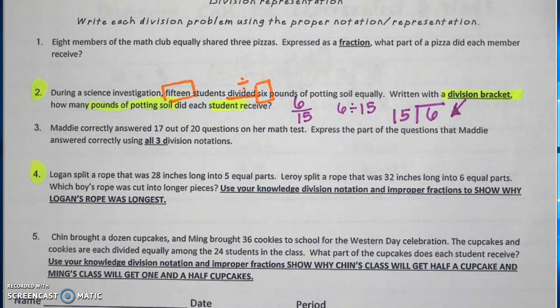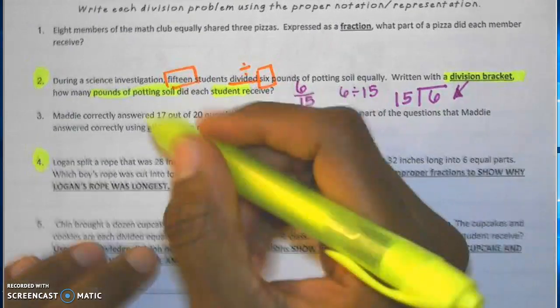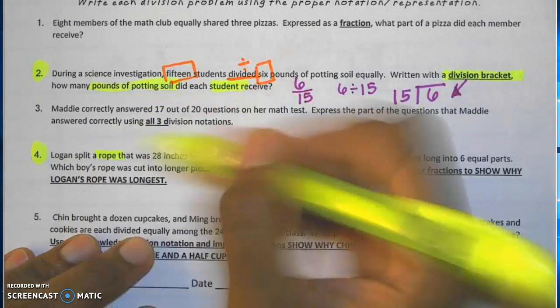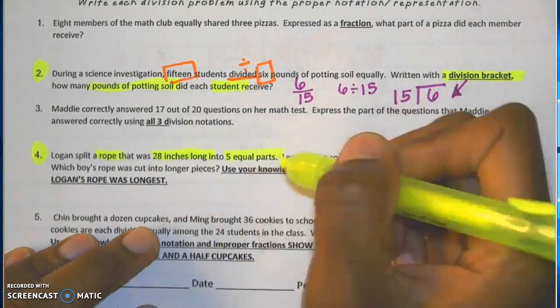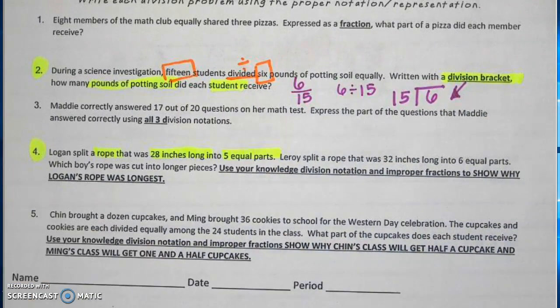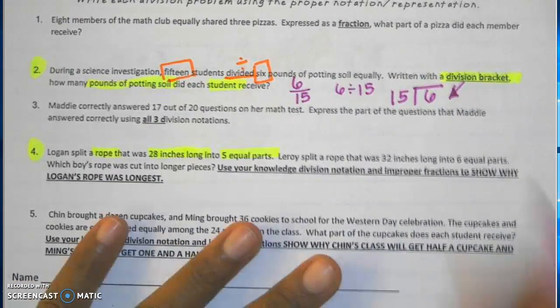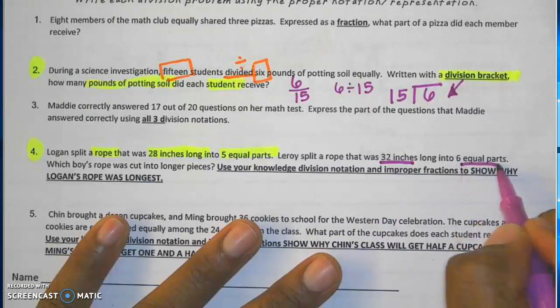On number 4, it says, Logan split a rope that was 28 inches long into 5 equal pieces. So Logan was splitting a rope. That's important. It was 28 inches long, and he wanted it into 5 equal pieces. Then the next part says, Leroy split a rope that was 32 inches long into 6 equal pieces.